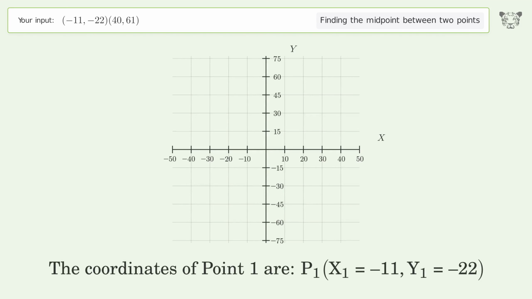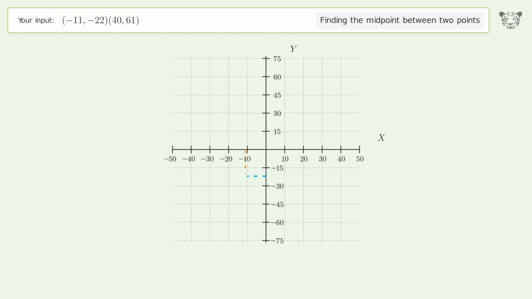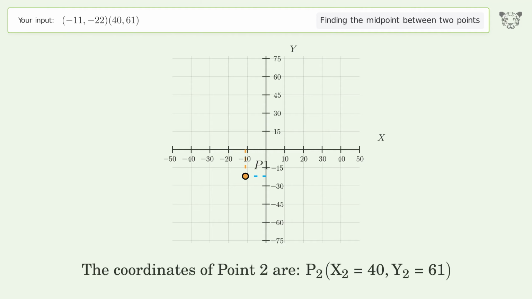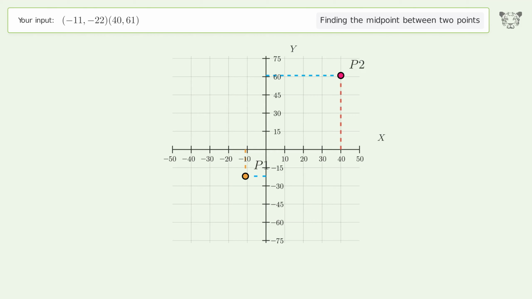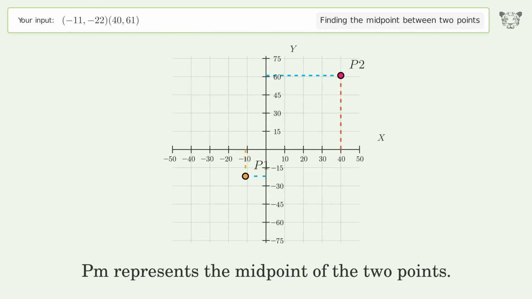The coordinates of point 1 are x1 equals -11, y1 equals -22. The coordinates of point 2 are x2 equals 40, y2 equals 61. PM represents the midpoint of the 2 points.